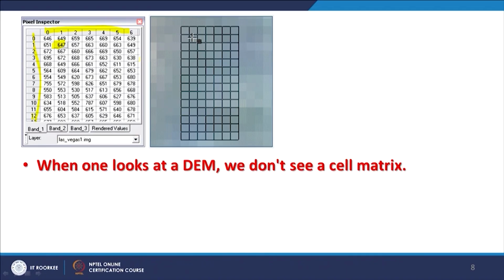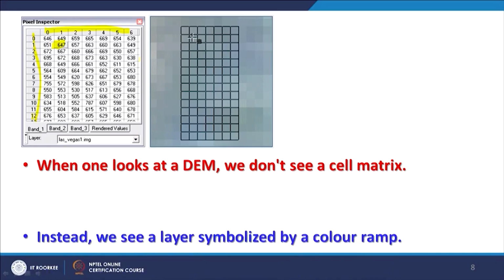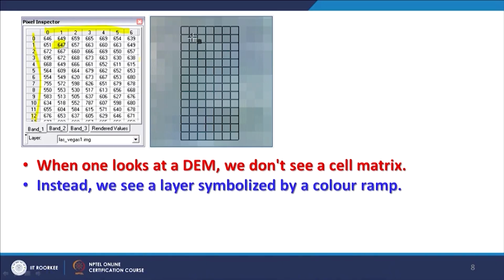So when one looks at a DEM, we do not see the cell matrix, we see only the values, or we can use symbols such as color or grayscale to display on our screen, as I have shown earlier in my example. Before the display, the values are assigned a certain color or grayscale, and then on screen this is what you see.